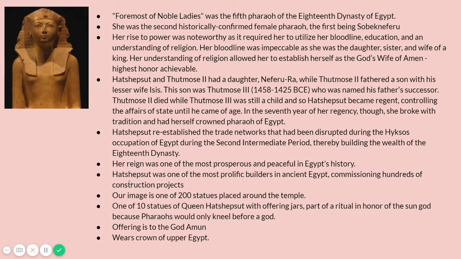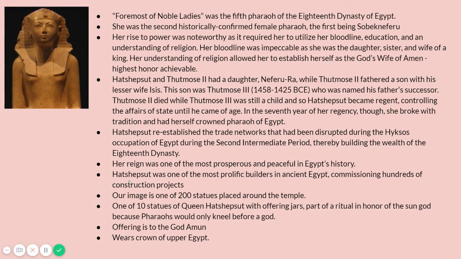The story is that Hatshepsut and Thutmose II were married and had a daughter, while Thutmose II also fathered a son. Hatshepsut did not have a son; she had a daughter, but her husband had a son with a lesser wife, because there was polygamy.